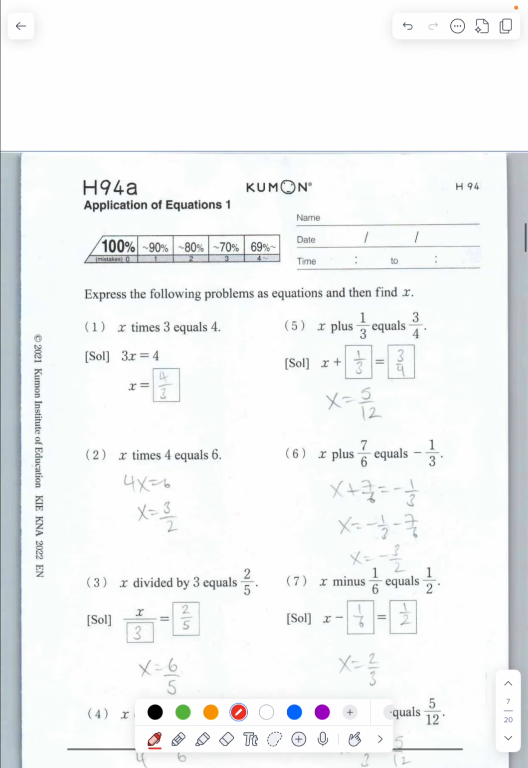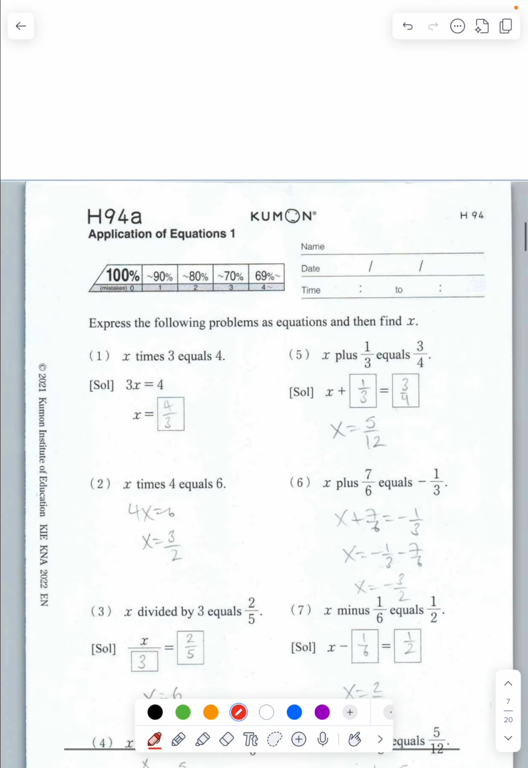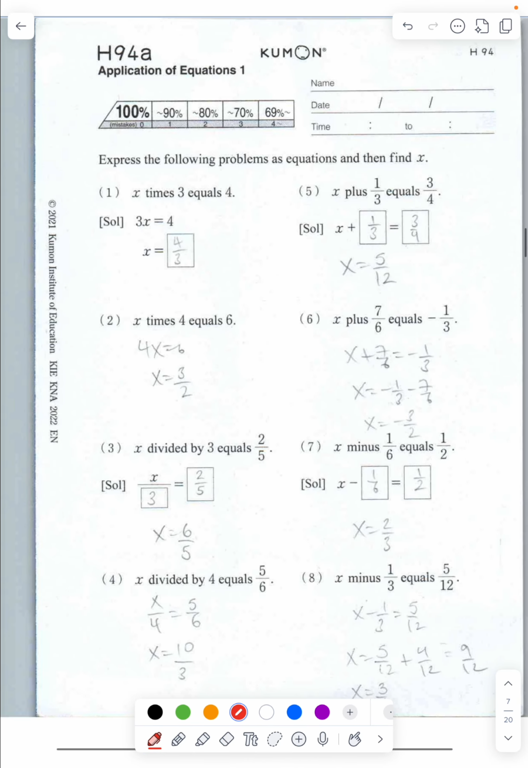Now let's go to 94A. So this is when we actually tap into something called word problems, right? First of all, we have to understand what the question is asking us to do. So let's look at question number 1. X times 3 equals 4. So take it very literal, okay? X times 3. How do you represent times 3? It's basically times it by 3, right? So x times it by 3 equals 4.